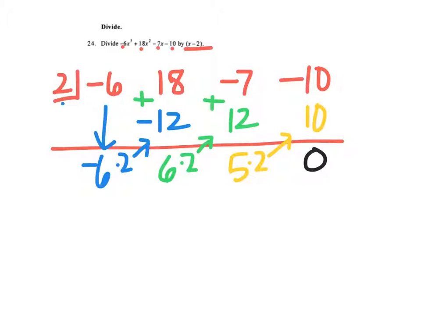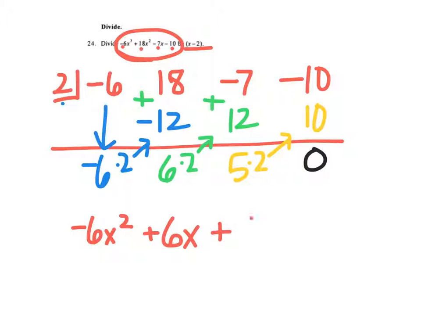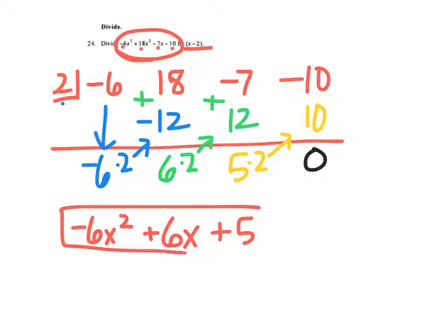For my answer, we're going to use our coefficients, but our answer is going to go down 1 in degree compared to what we were dividing. So I'm going to have -6x squared plus 6x plus 5 as my final answer.